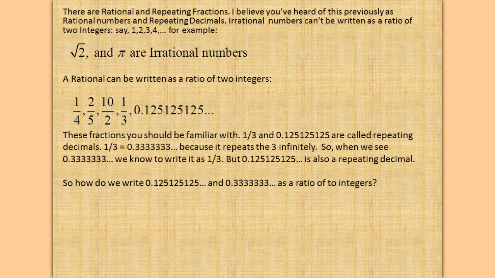These fractions you should be familiar with. 1/3 and 0.125, 125, 125 are called repeating decimals. 1/3 because it repeats the 3 infinitely. So when we see 0.333, we know to write it as 1/3. But 0.125, 125, 125 repeating decimal, how do you know to write that? So how do we write 0.125, 125 and 0.333 as a ratio of two integers? Well, let's look at that.